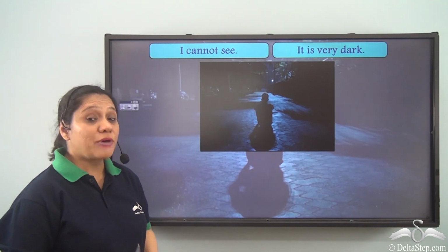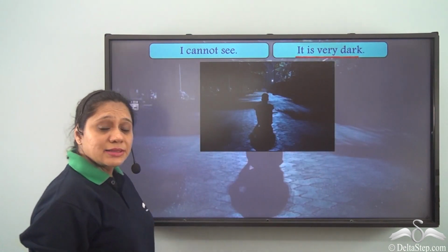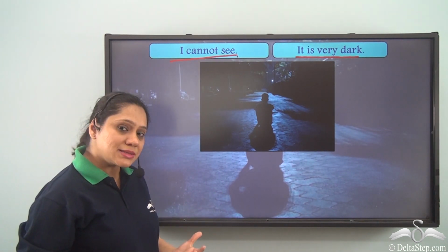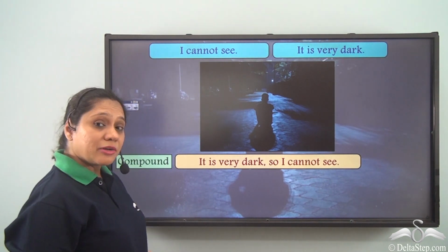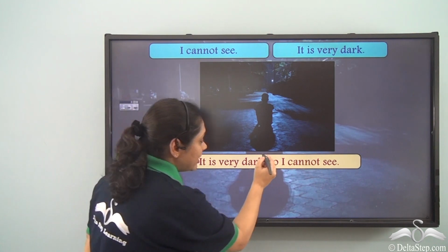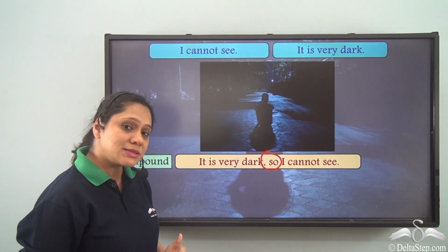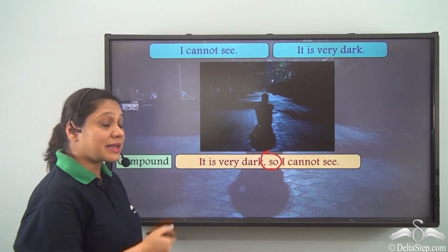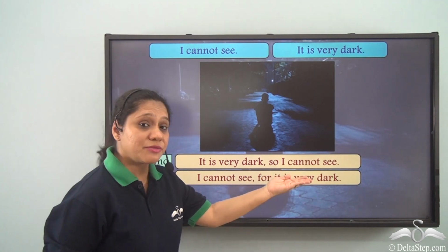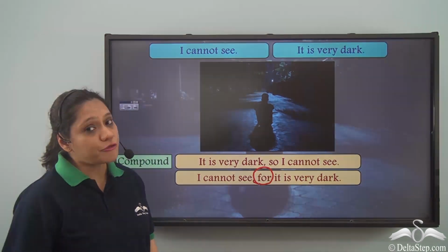I cannot see, it is very dark. Now here, one sentence is showing us the cause, whereas the other sentence is showing us the effect. So how do we join the two sentences? We can write, it is very dark, so I cannot see. We have used the coordinating conjunction so to join both the sentences here. We can also join the sentences as, I cannot see, for it is very dark. In this case, we have used the conjunction for.